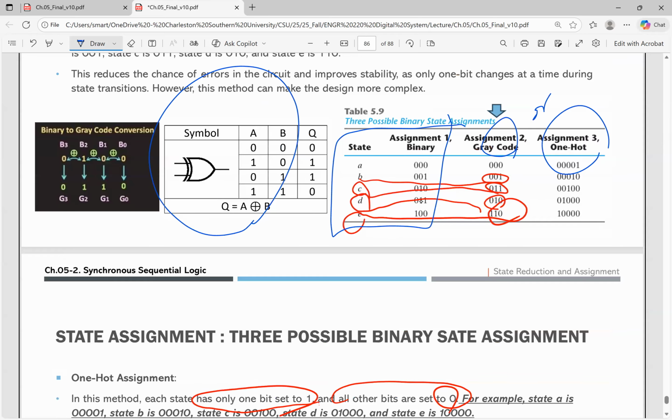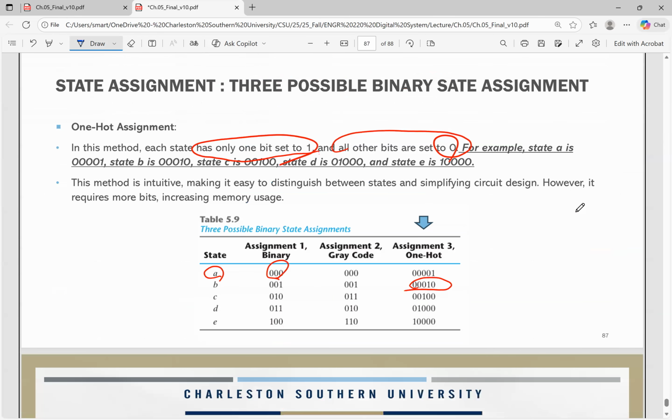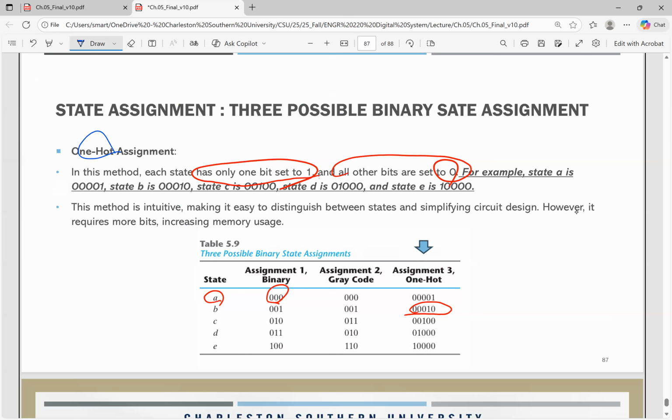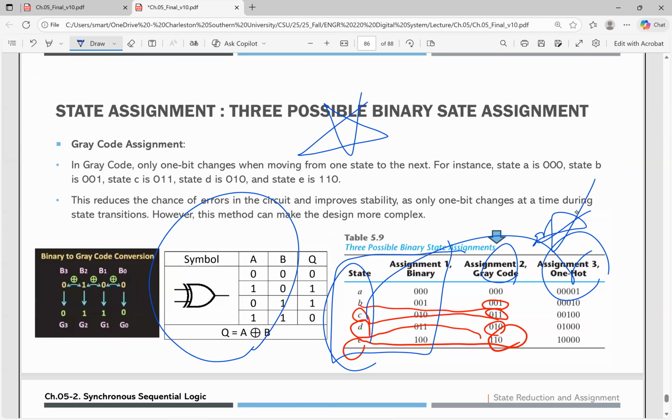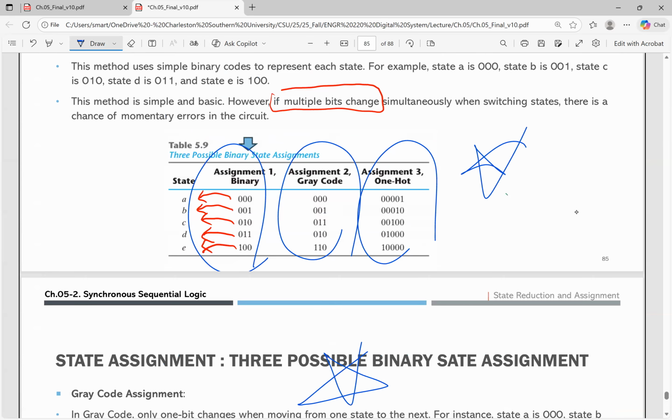So again, it depends on the number of states. One hot code is like 5 bits. So just only one bit is 1. So 0001, 0010, just only one of the bits is set to correspond to each state as well. Okay. So please read and practice in here. So in one hot assignment, each state has only one bit set to one and all other bits are set to zero. Okay. One hot, the gray code, and then the binary code. Okay. So you practice. All right.